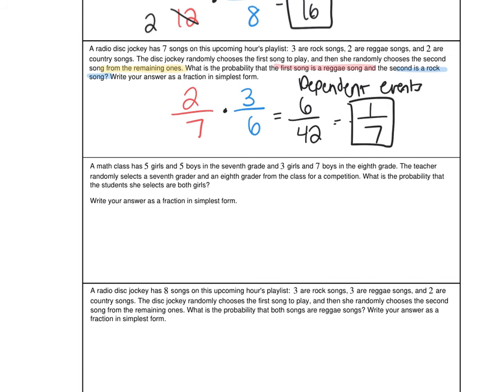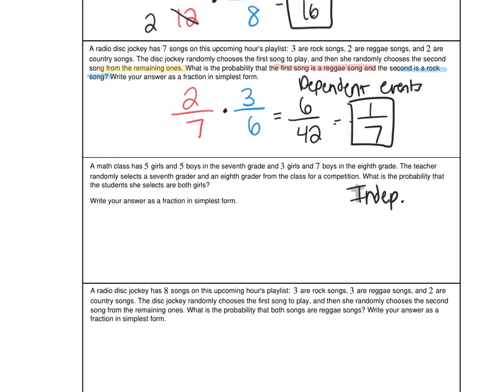All right, and then you have a radio disc jockey again down below, so I won't do that one, but let's do the math class with 5 girls and 5 boys. So a math class has 2 grade levels. It has 5 girls and 5 boys in 7th, and 3 girls and 7 boys in 8th. The teacher randomly selects a 7th grader and an 8th grader from the class for a competition. So that tells you that these are independent events because they're from two separate classrooms, okay?